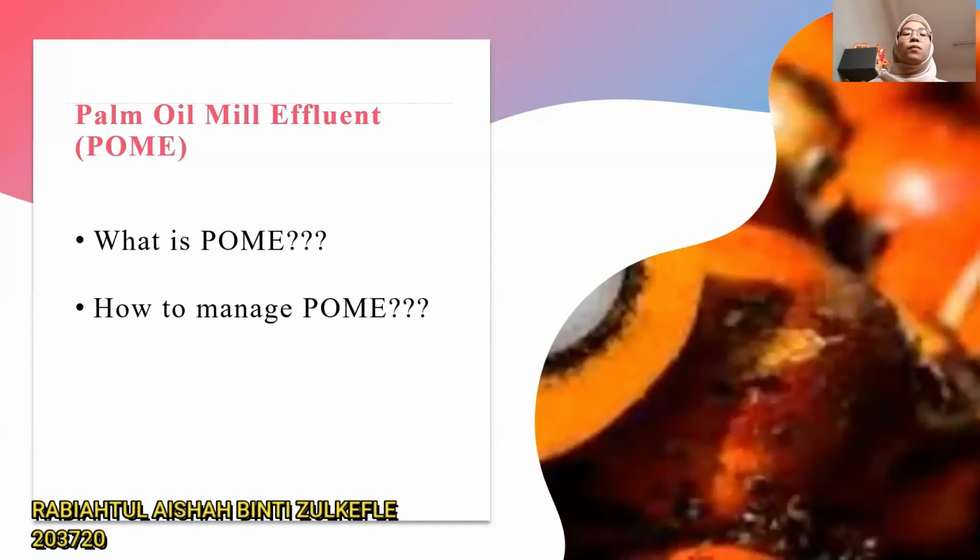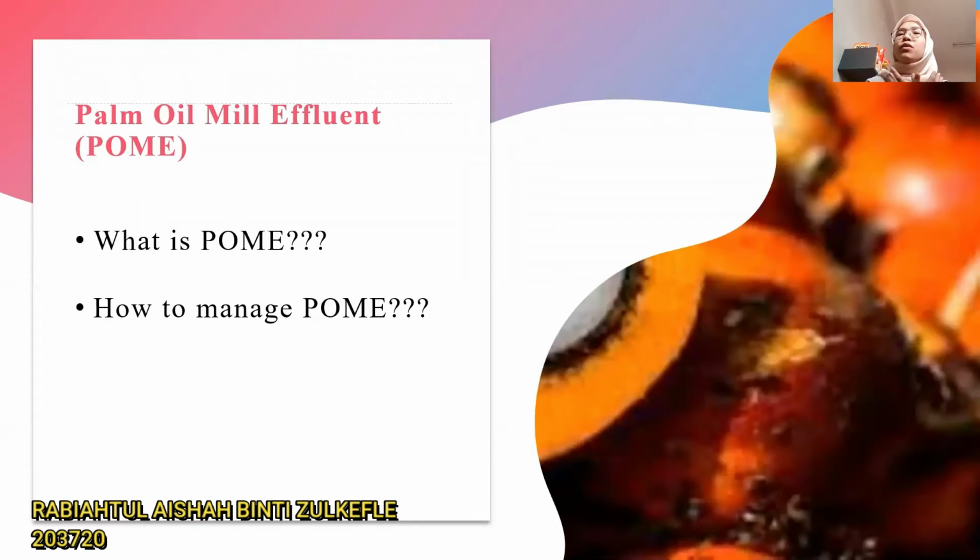So what is POME? POME is wastewater derived from the processing of oil palm and contains a variety of suspended materials. POME is 100 times more polluted than municipal sewage due to its high biochemical oxygen demand, which is BOD, and chemical oxygen demand, COD. The effluents also contain higher levels of organic nitrogen, phosphorus, and also various supplement substances.